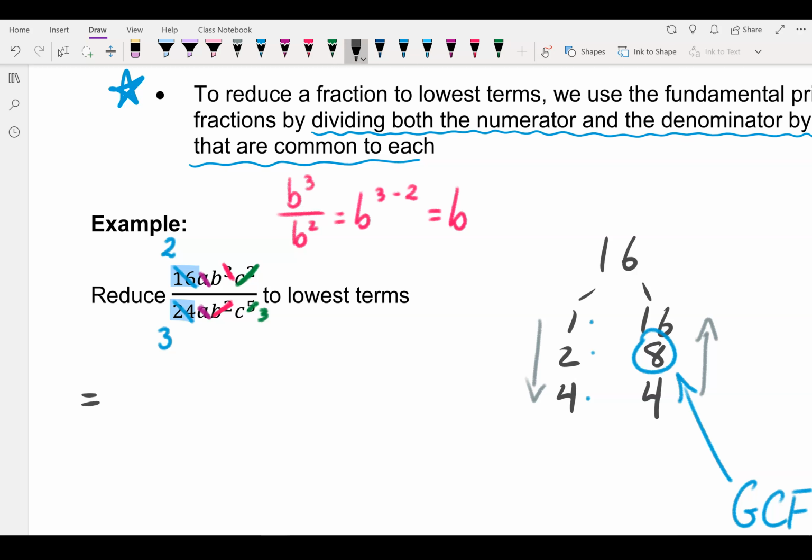Long story short, what I end up with on top is 2b, and on bottom, I have 3c cubed. All right, hopefully you can see that. The 2 and 3 came from our blue. Our b, I worked with red, and our c's, I worked with green. Now, I won't color code everything, but just in case you're having trouble figuring out where that all came from, that's where it all came from.